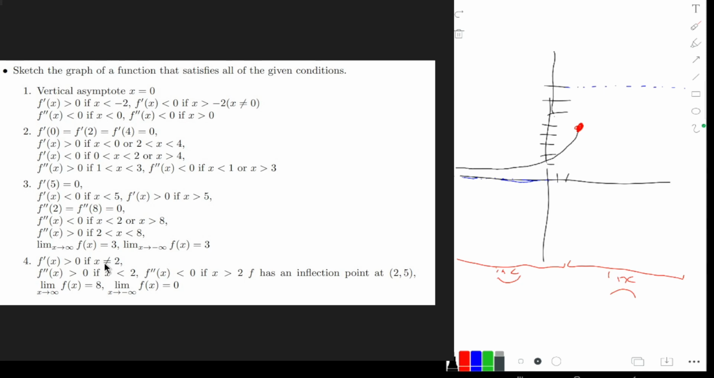And then at (2, 5), it changes concavity to concave down, but it's still increasing up to the height of 8. And this is what the graph looks like. This kind of swoosh here in black. And this is an answer to number 4.